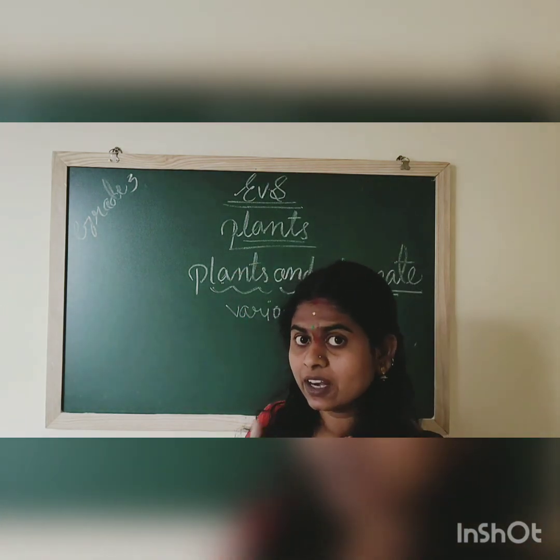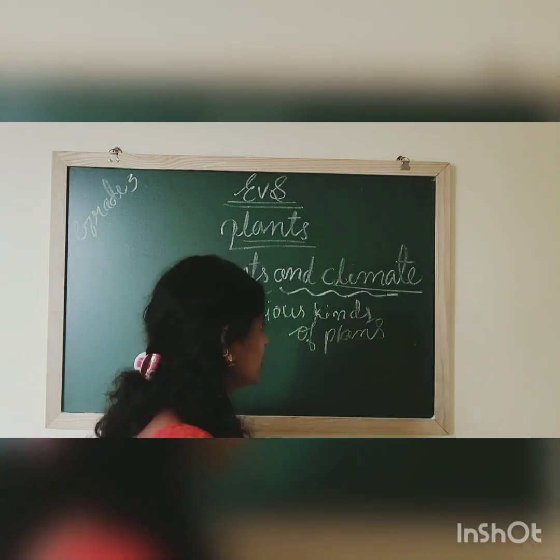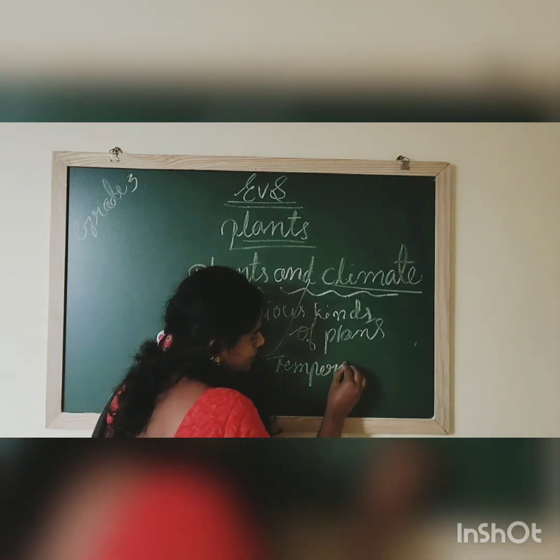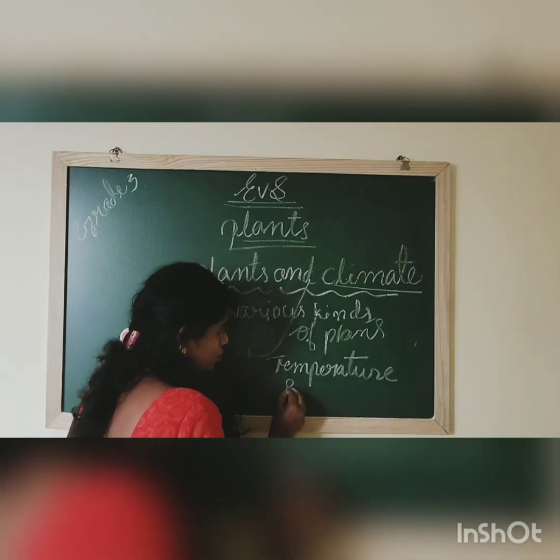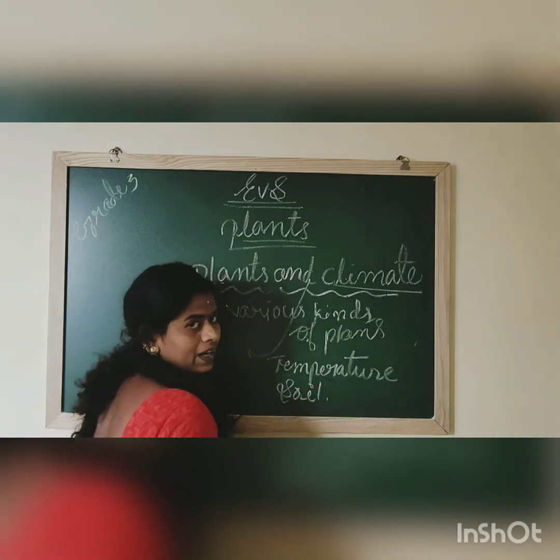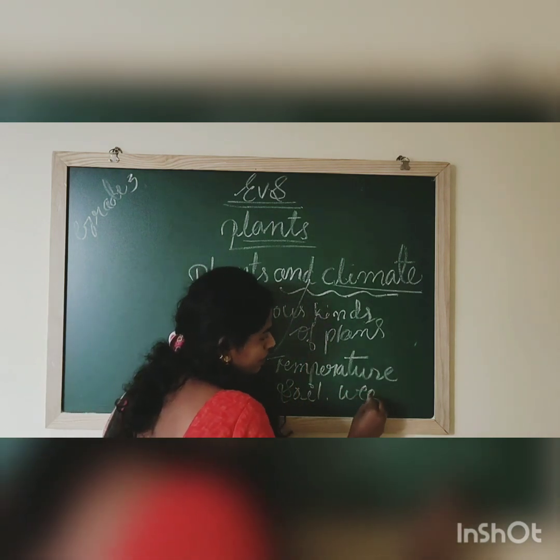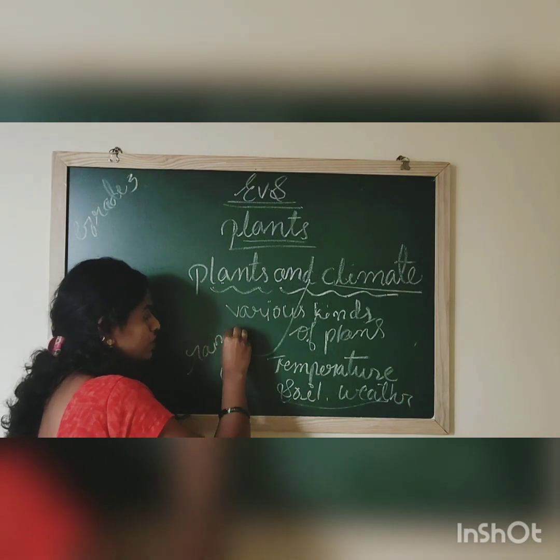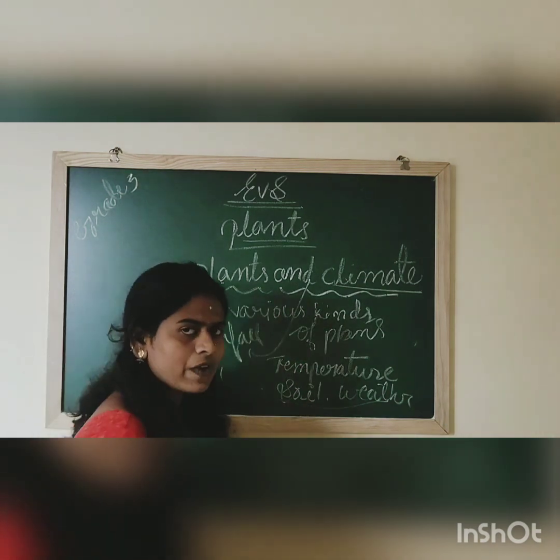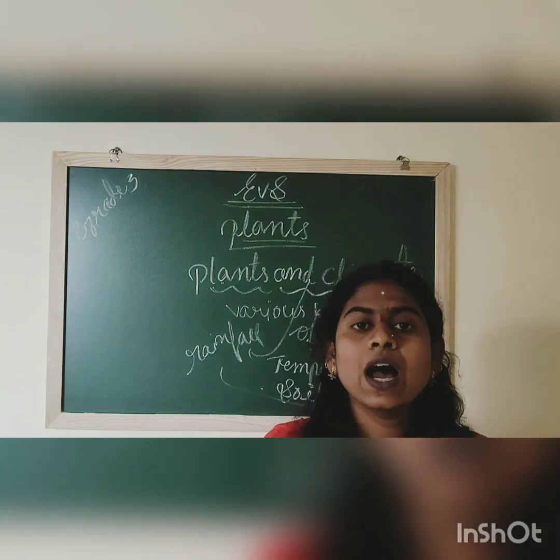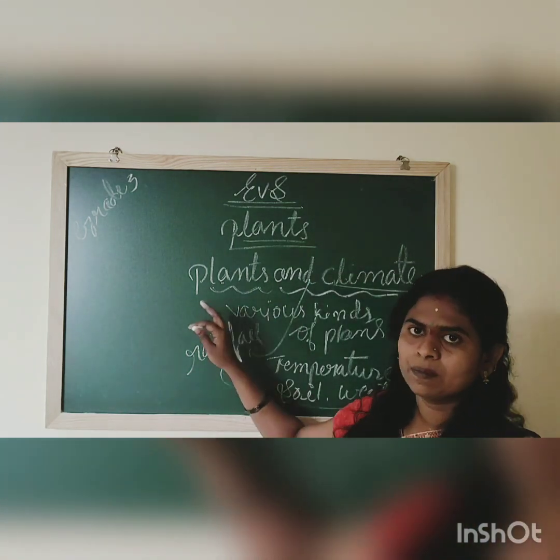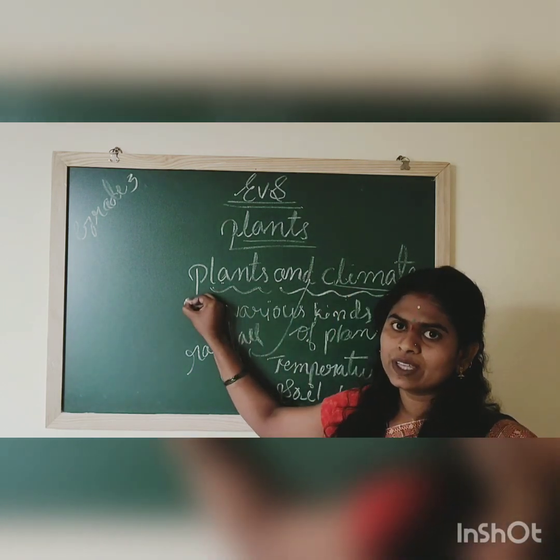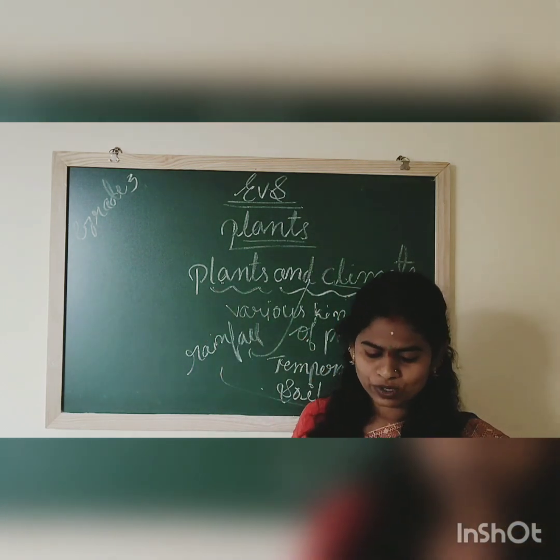All plants cannot grow in all kinds of regions since the temperature, soil, and weather differ. Weather may be rainfall. These factors are very useful and very important for growing plants. So the climate is very important for growing plants. It is given in your textbook.